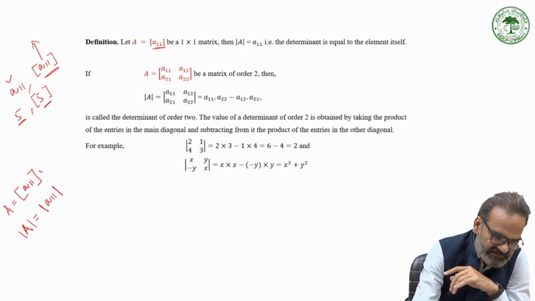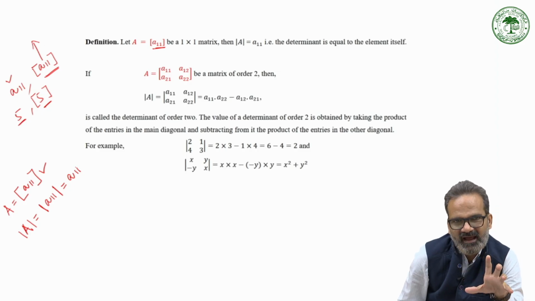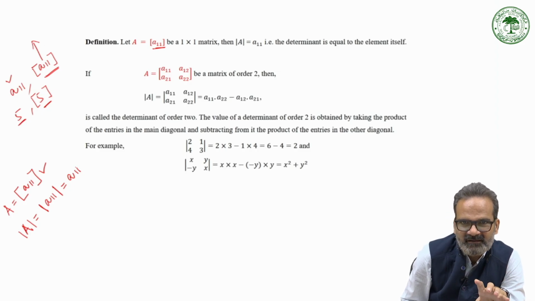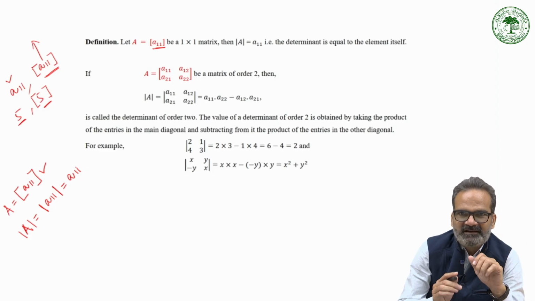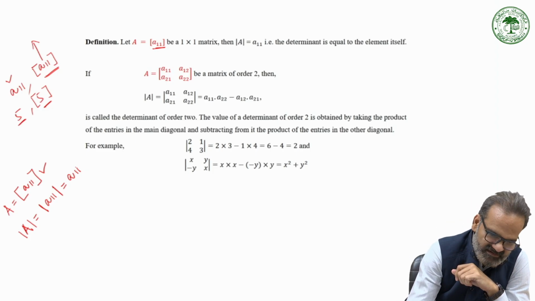So in this case, this is a matrix, and in this case, this is a determinant, and its value is itself a number A11. So if we have a matrix of order 1 by 1, its determinant can be written like this. The determinant is equal to the element itself, right? Now we will start from here.